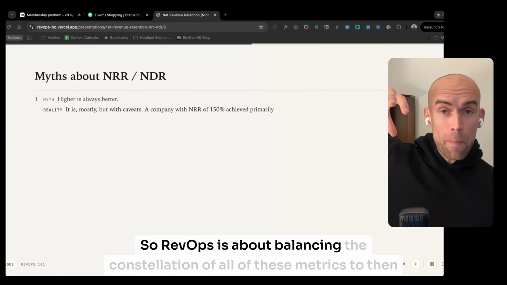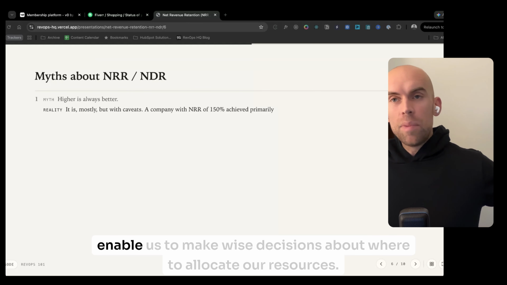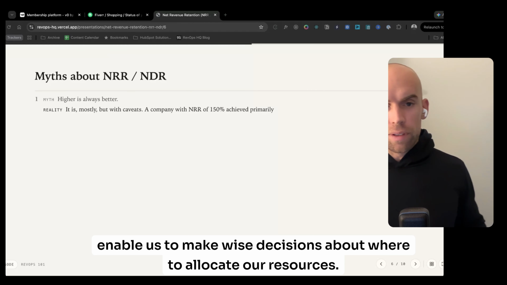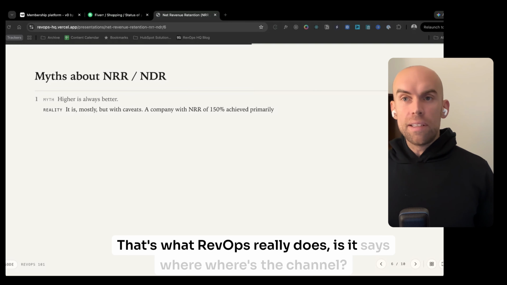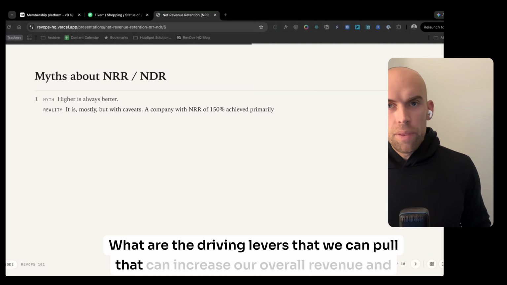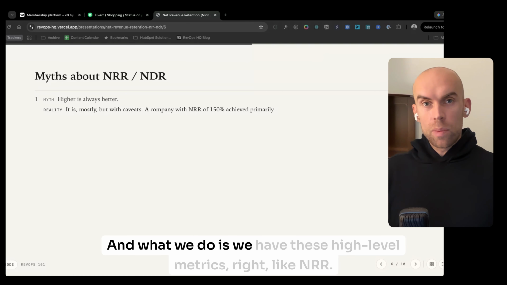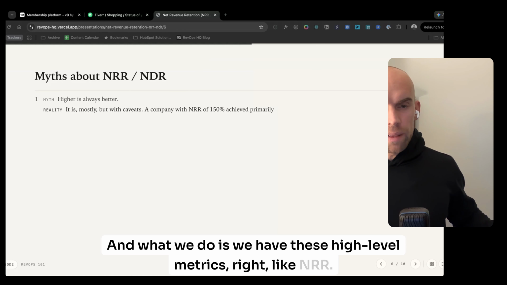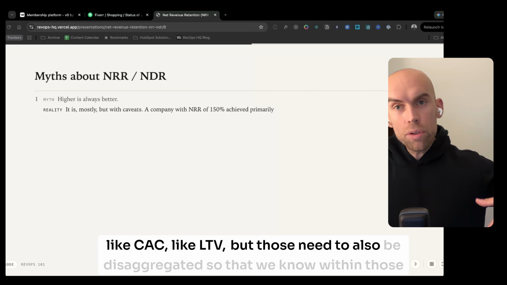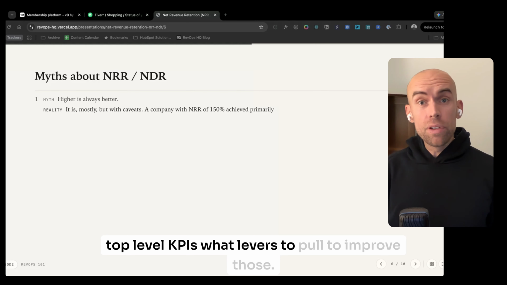So RevOps is about balancing the constellation of all of these metrics to enable us to make wise decisions about where to allocate our resources. That's what RevOps really does. It says, where is the channel? What are the driving levers that we can pull that can increase our overall revenue and profitability? And what we do is we have these high-level metrics, like NRR, like CAC, like LTV, but those need to also be disaggregated so that we know within those top-level KPIs what levers to pull to improve those.